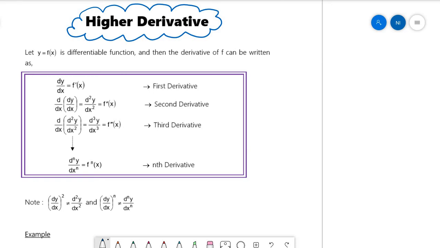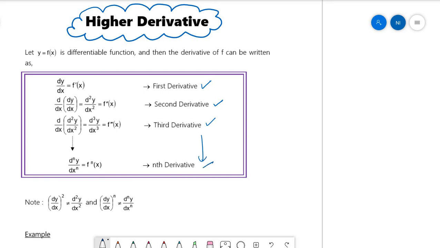For now we will look at higher derivatives. Say y equals f(x) is a differentiable function, and then the derivative of f can be written as such. This is the first derivative, that means the first time you differentiate. The second time you differentiate will be the second derivative. The third time will be the third derivative, and it goes on until the nth derivative.